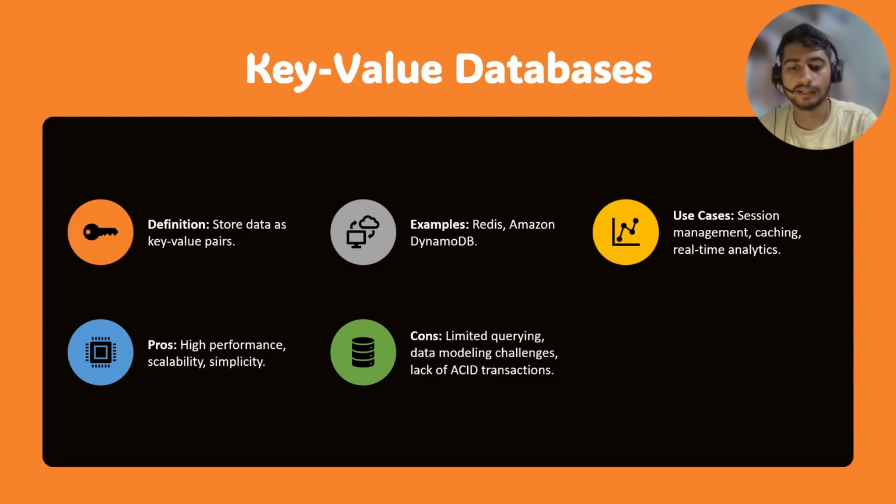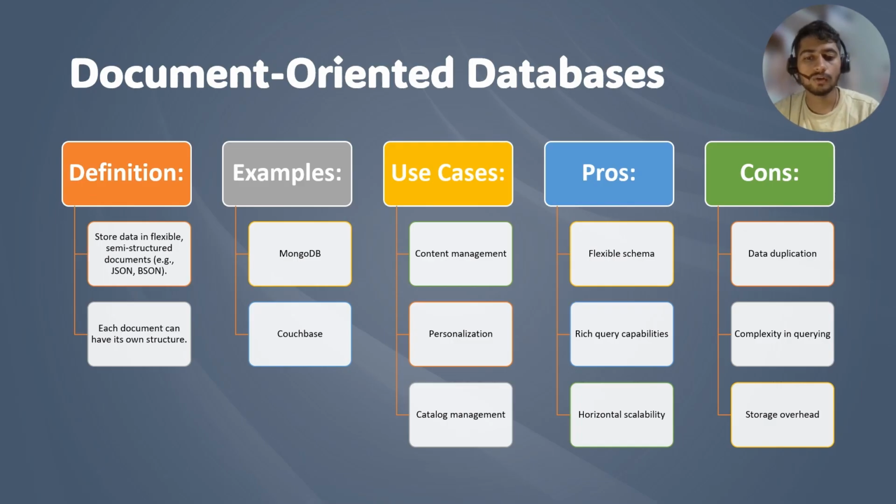Then coming to the next slide, which is document oriented database. The definition of document oriented databases is that they store data in flexible semi-structured documents, typically using formats like JSON or binary JSON, which is BSON. Each document can have its own structure, allowing for nested fields and arrays. Examples of document oriented databases are MongoDB and Couchbase.